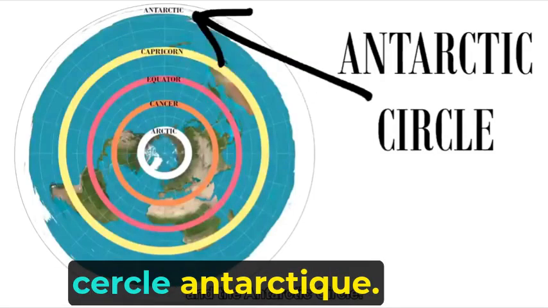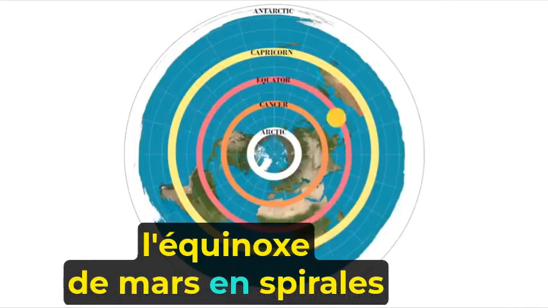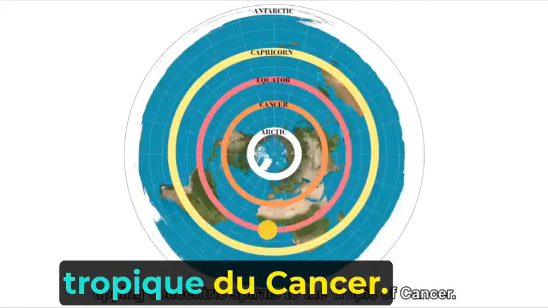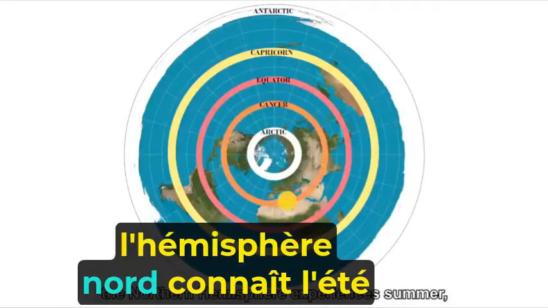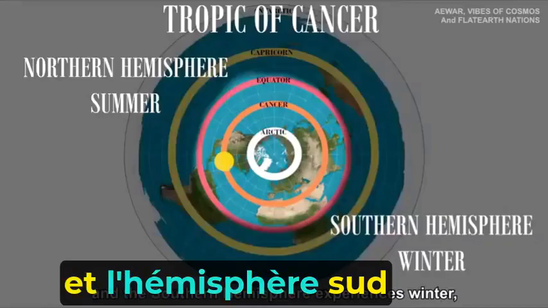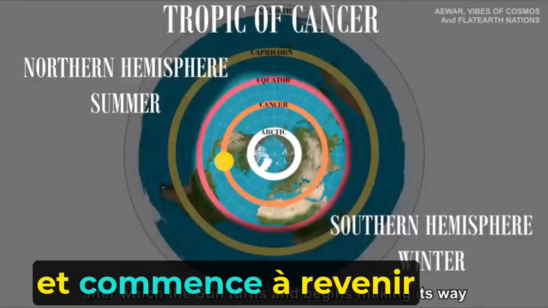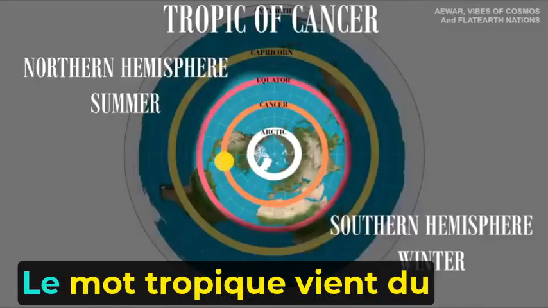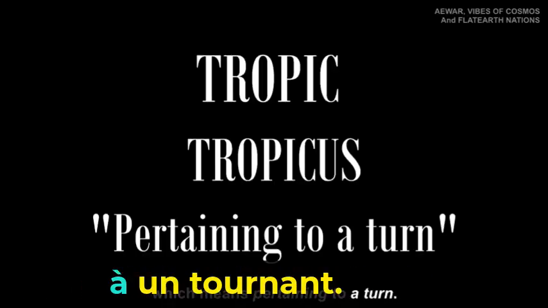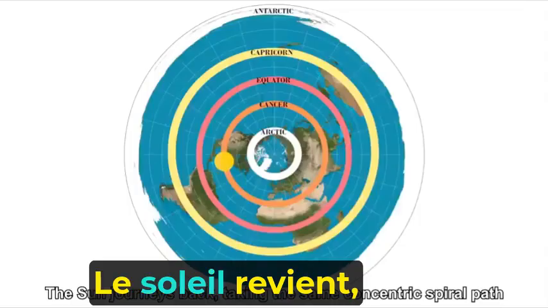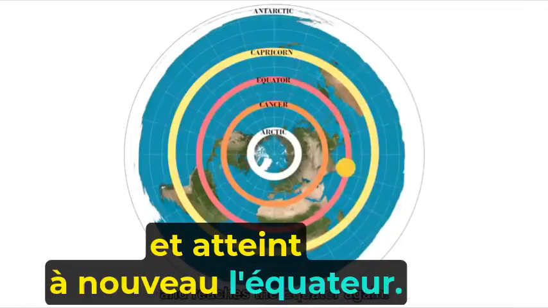The sun journeys from the equator at the March equinox up in concentric spirals to the Tropic of Cancer. When the sun is in this position, the northern hemisphere experiences summer and the southern hemisphere experiences winter. After which, the sun turns and begins making its way back to the equator. The word tropic stems from the Latin word tropicus, which means pertaining to a turn. The sun journeys back, taking the same concentric spiral path, and reaches the equator again.